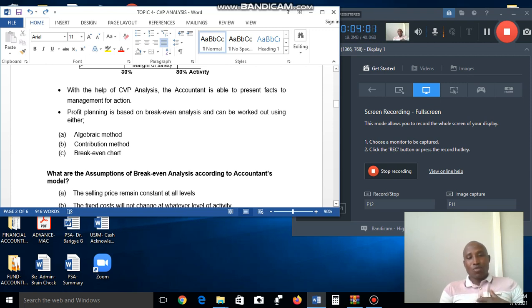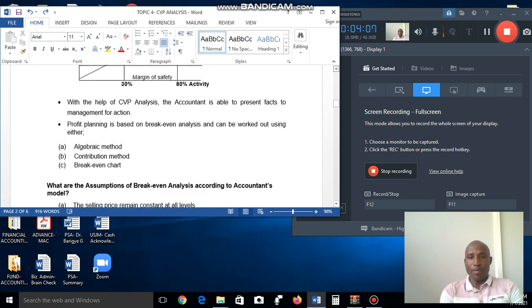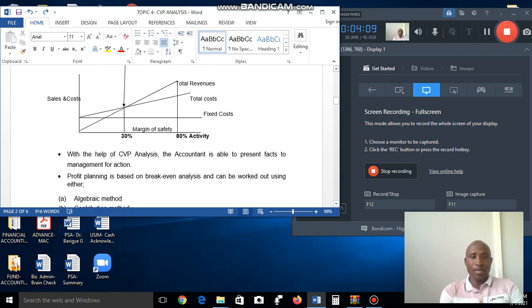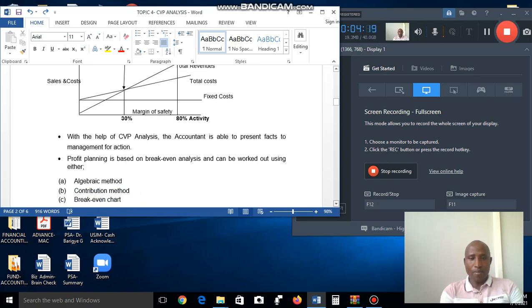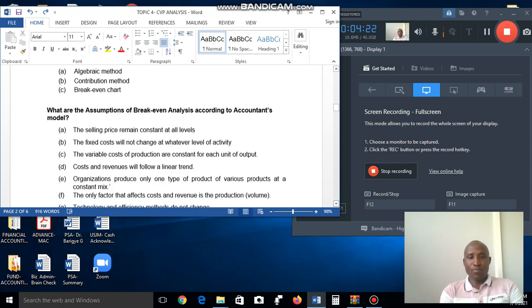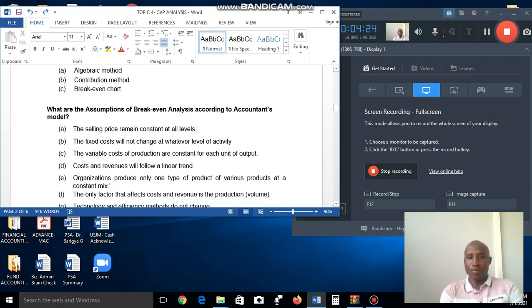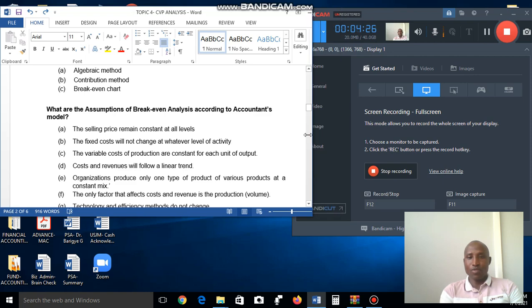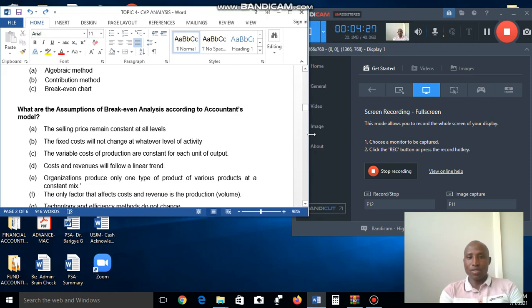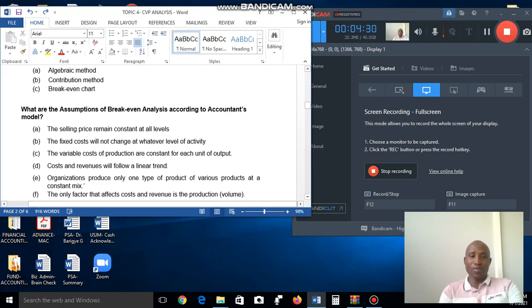What are the assumptions of break-even analysis according to accountant's model? Members, maybe we shall meet the margin of safety. I'll also explain more about this. So now let us see the assumptions of break-even analysis according to accountant's model. The assumptions we have: one, the selling price remain constant.